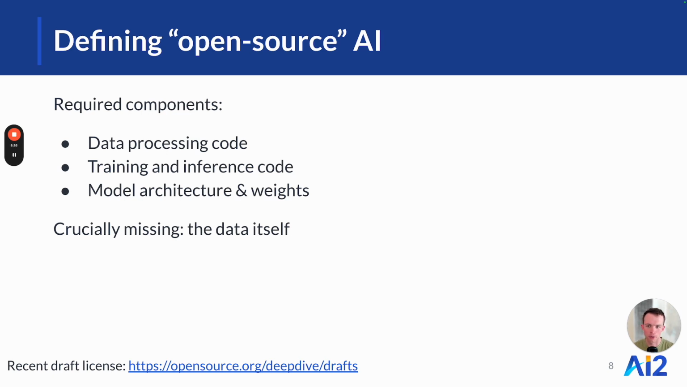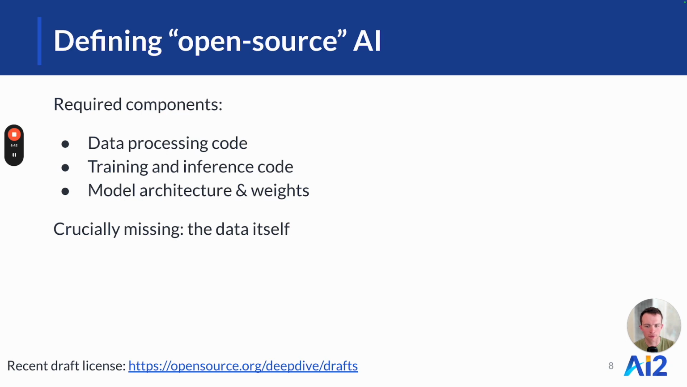The required components that they say, and you'll see the missing part pretty quick, is that you need data processing code, training and inference code, and model architecture and weights. So the critical missing thing, among some of the language model communities, is that the data itself does not need to be released.